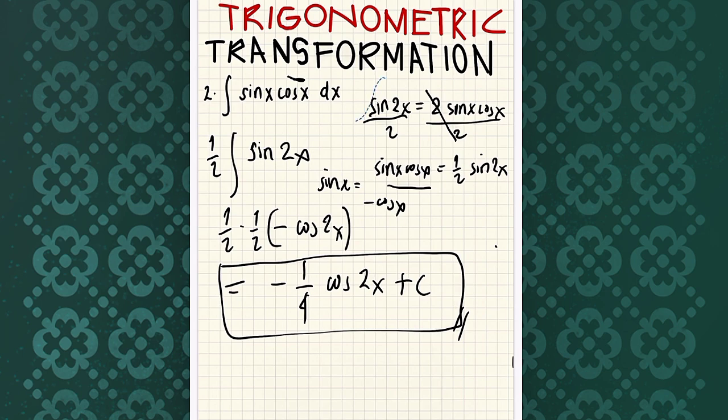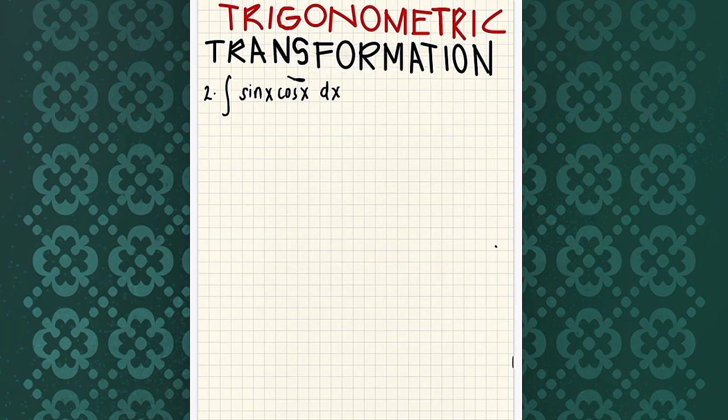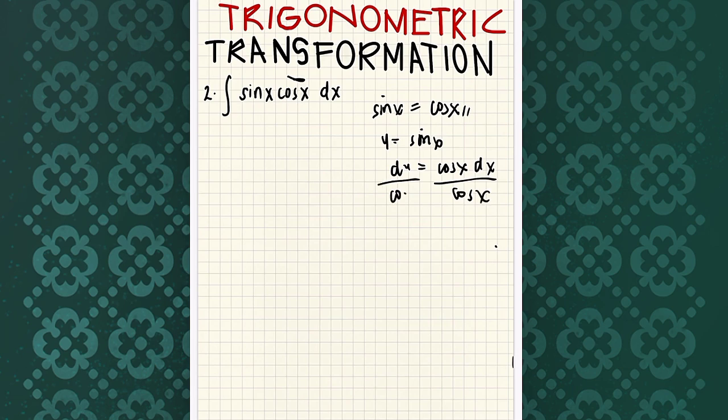Now we have to use the second method, which is u substitution. We know that the derivative of sine x is cos x, right? So u is equal to sine x, du will be cos x dx. Divide both sides by cos x, so it cancels out, and dx is equal to du over cos x. So substitute the dx here.